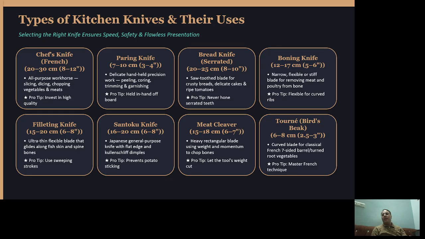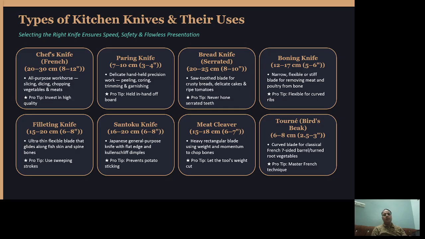Then we have the boning knife. It is a small knife with a sharp head, by which we can debone meats and poultry items. Then we have the filleting knife, which is used to remove the skin of the fish and to give a fillet cut to the fish.